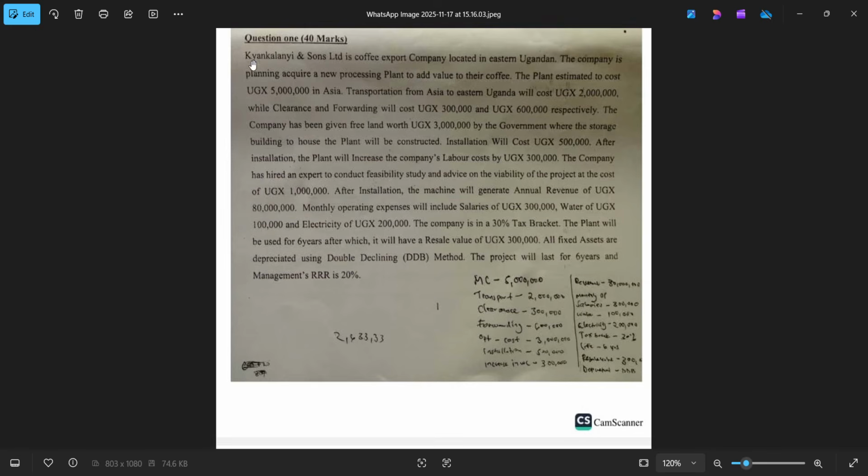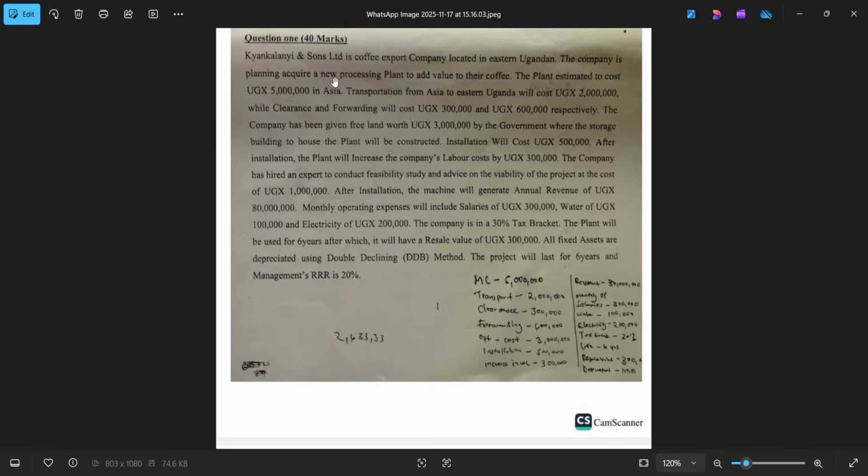Today we are doing this question. This question comprises most of the parts that we need to cover in CFA. This question says Shankalani and Sons Limited is a coffee export company located in Eastern Uganda.